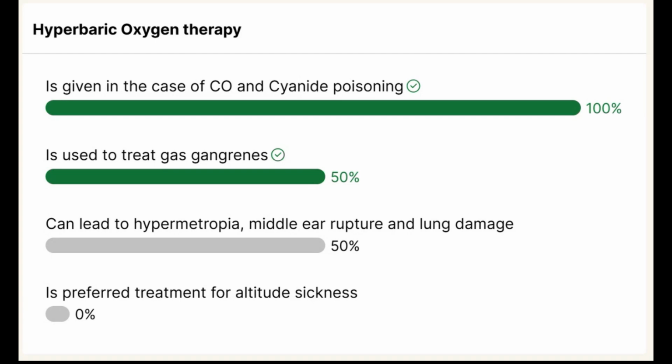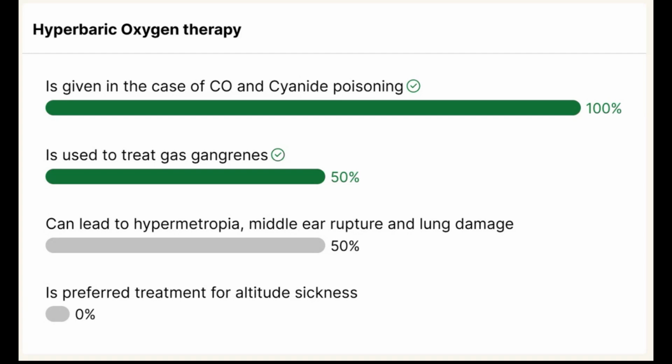And the third option, it can lead to hypermetropia, middle ear rupture, and lung damage. This is incorrect because it's not hypermetropia, it is myopia. And there's a difference, and I've added this question so that you guys understand that you don't have to brute force memorize everything, but you need to understand why hyperbaric oxygen therapy causes myopia and not hypermetropia.